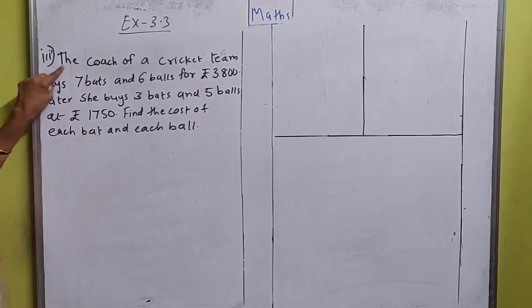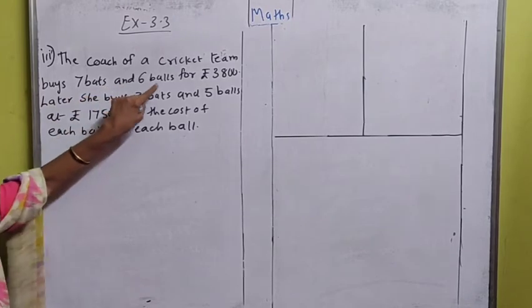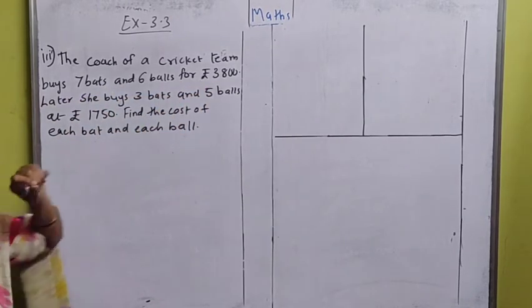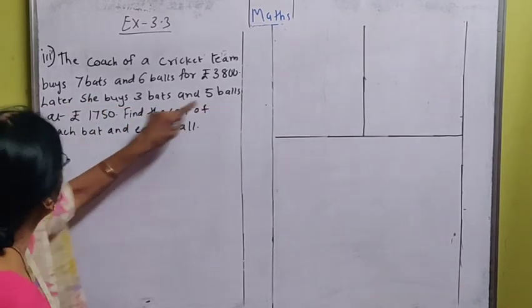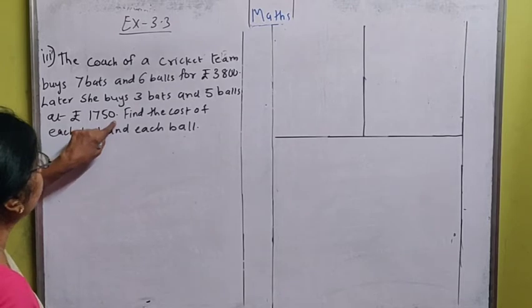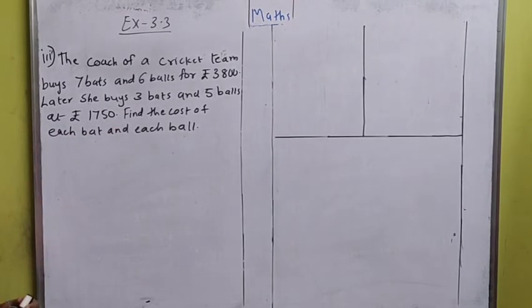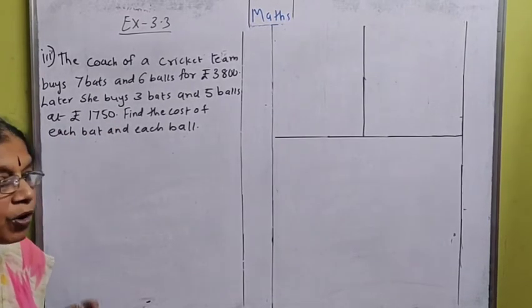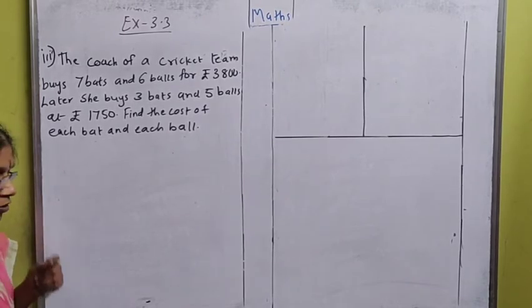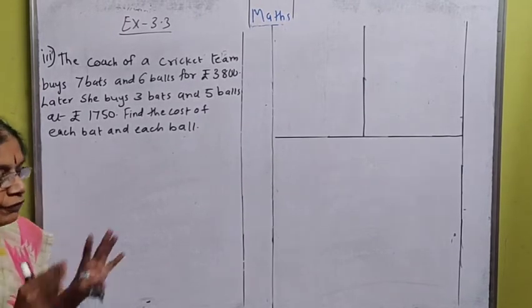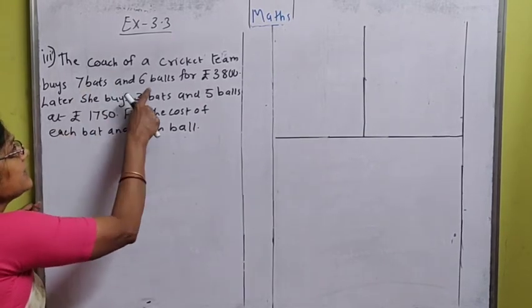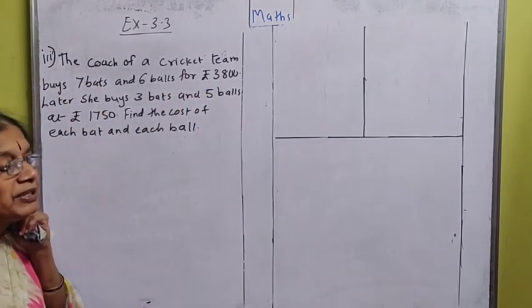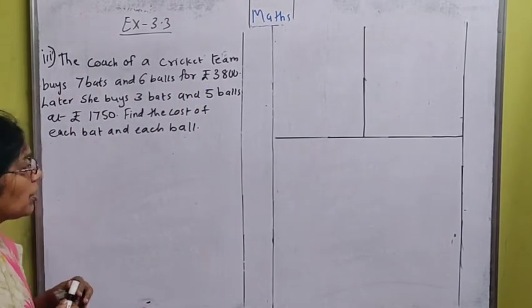What is the next sum given? The coach of a cricket team buys 7 bats and 6 balls for rupees 3,800. Later, she buys 3 bats and 5 balls at rupees 1,750. Find the cost of each bat and each ball. So you have to find out the cost of each bat and each ball. We don't know the cost of each bat and each ball. Cost of 7 bats and 6 balls together is given as rupees 3,800.